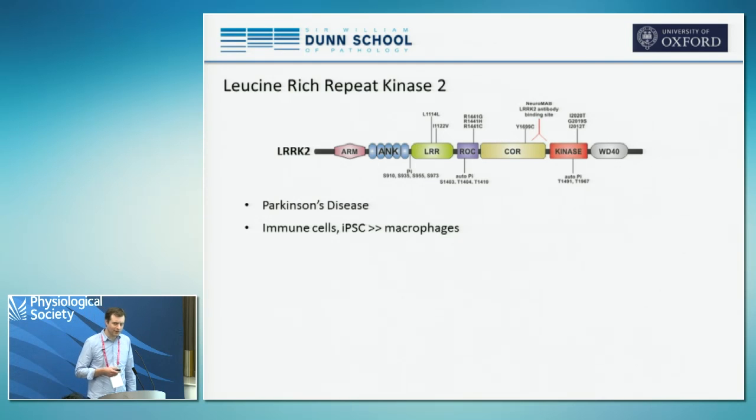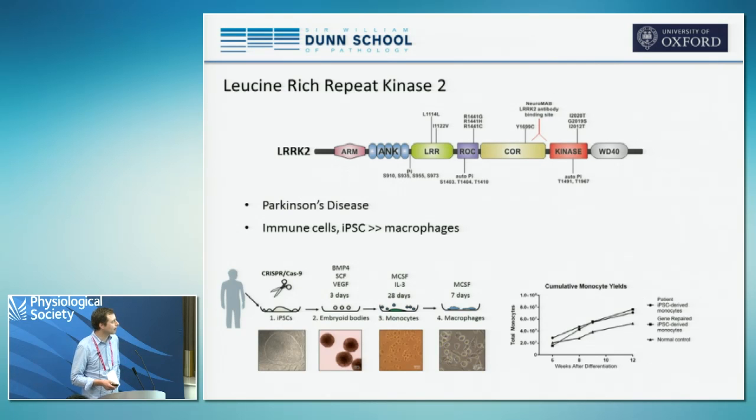Another thing that's very interesting about LRRK2 is that nobody knows what it does. We really don't have a clue. It's a massive and complex protein. But we do know that it's not very highly expressed in neurons, but it is quite highly expressed in immune cells, and in T cells, B cells, monocytes, and in macrophages. That's of interest to us because we have a protocol, which we developed in our lab, for generating macrophages from iPS cells. This is a very robust protocol.